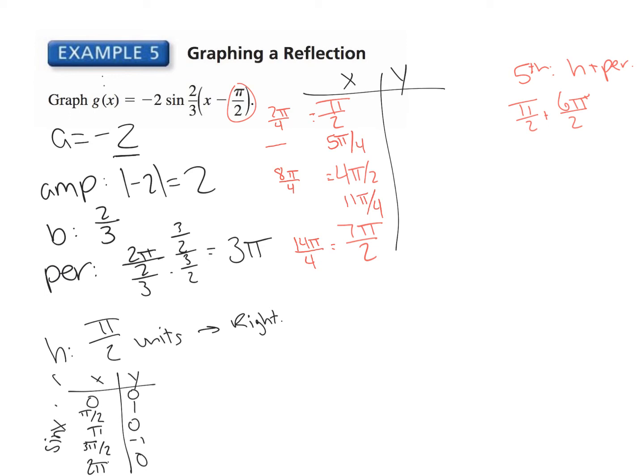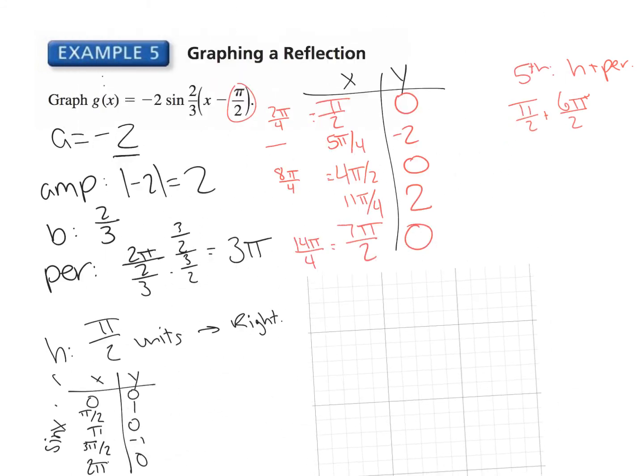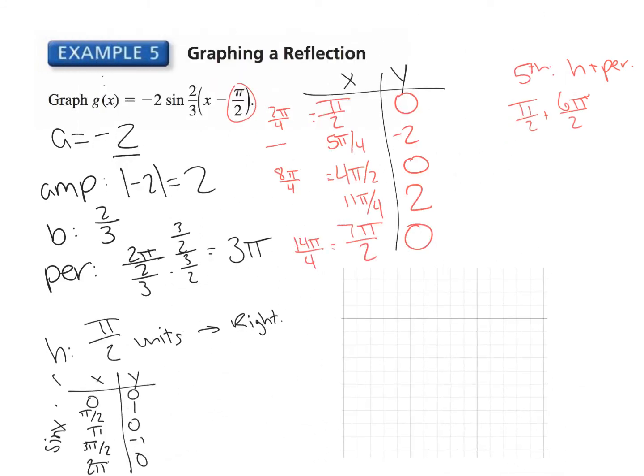But now we're just going to get to the y values, which are going to be multiplied by our A, which is -2. This is where the reflection comes in. So that means everything's just going to be multiplied by -2. My zeros all stay 0, 1 becomes -2, and -1 becomes +2. And those are my 5 points for my graph. I'm going to go ahead and graph it.